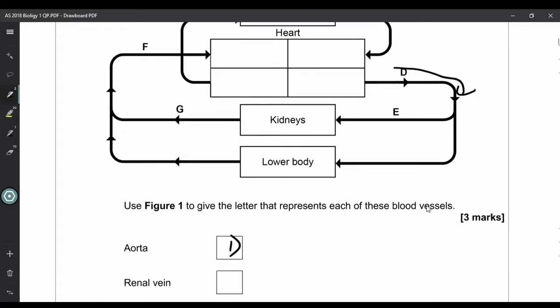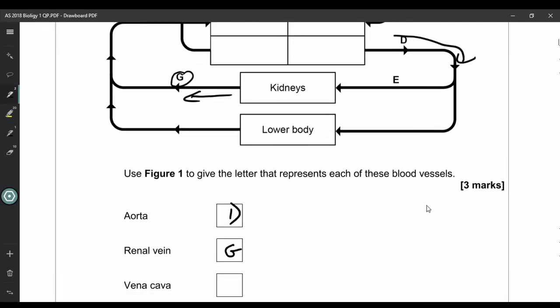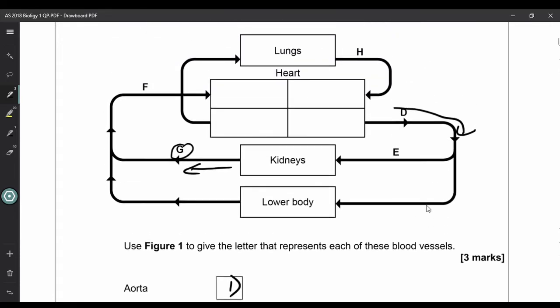The second one is the renal vein. So anything to do with renal is going to be the kidneys, and the vein is the vessel that moves away from the organ. So in this case, that's going to be this vessel here, which is G. Finally, for this part of the question is the vena cava, and that is the vein that goes back to the heart, having been all around the body, which is this one here. So that is going to be F.